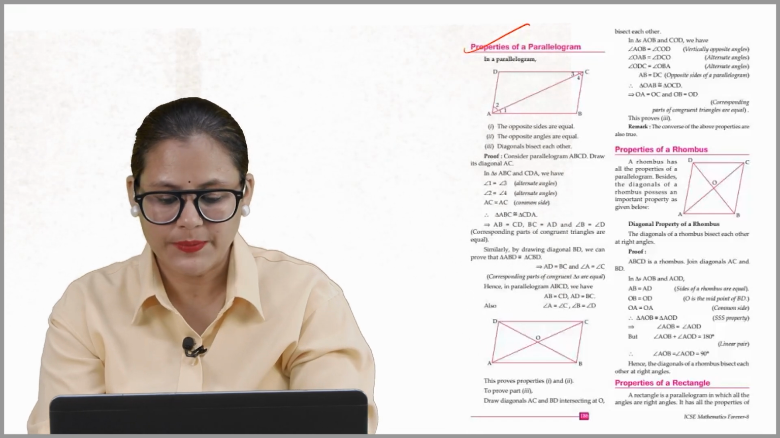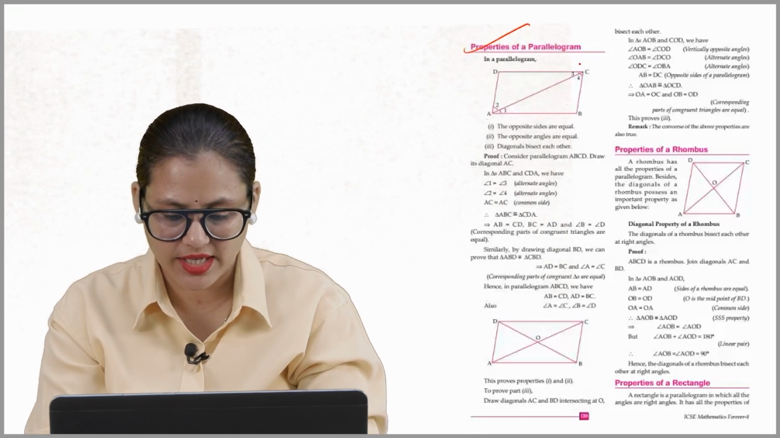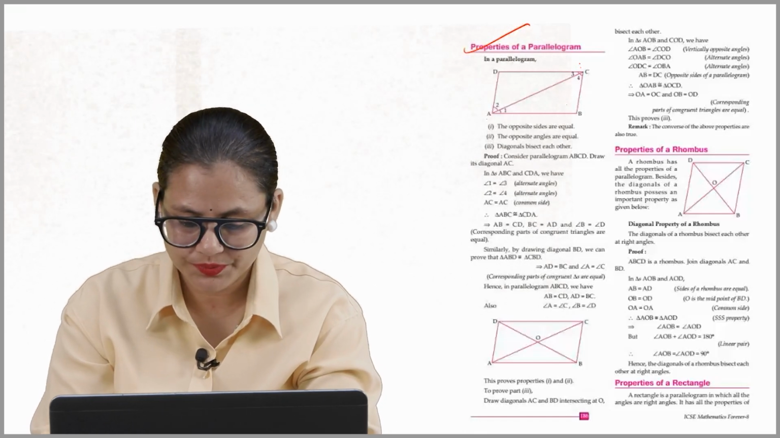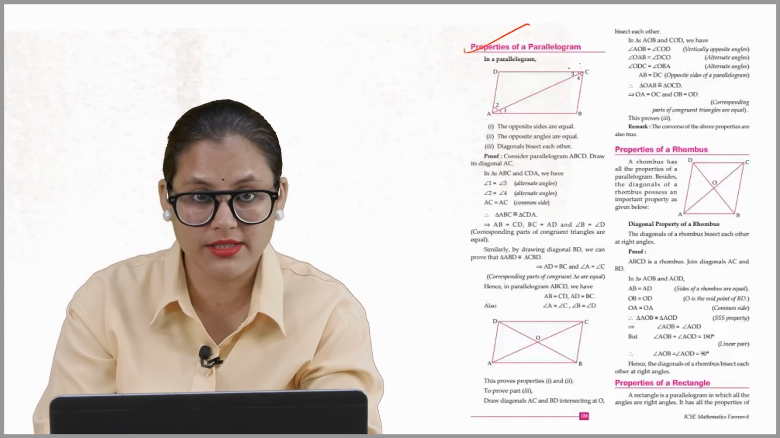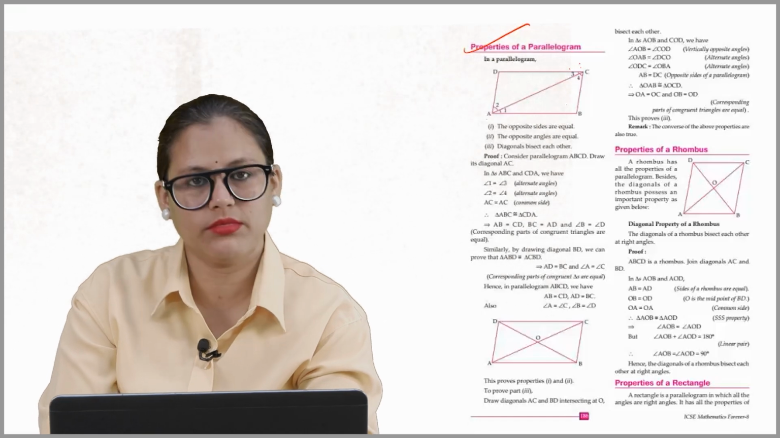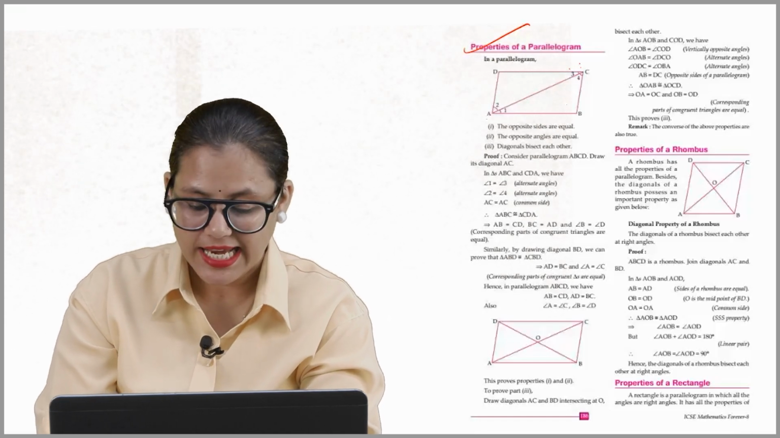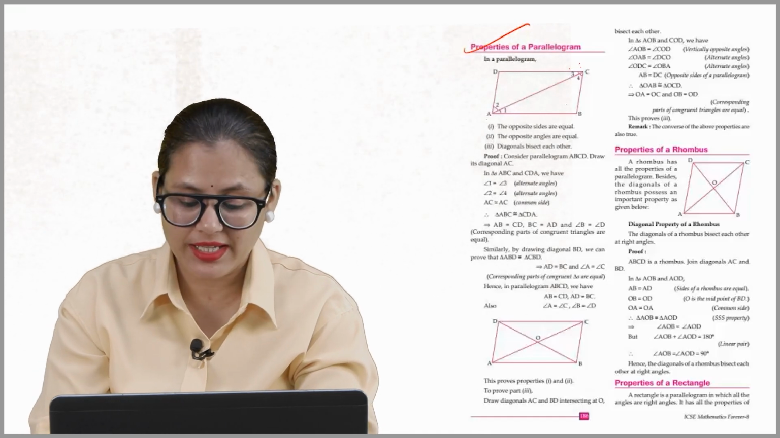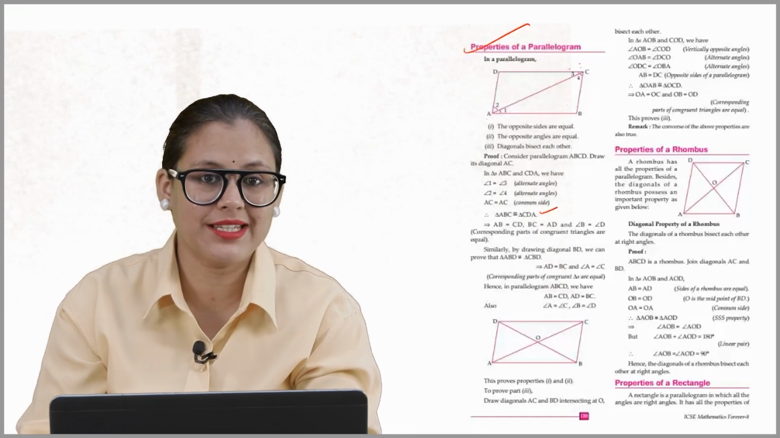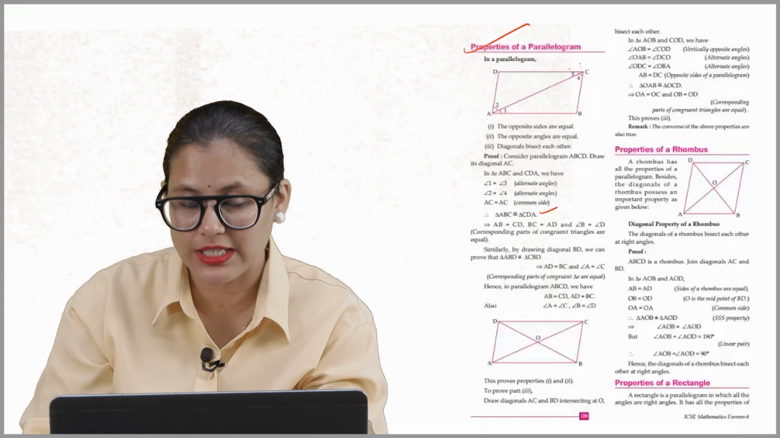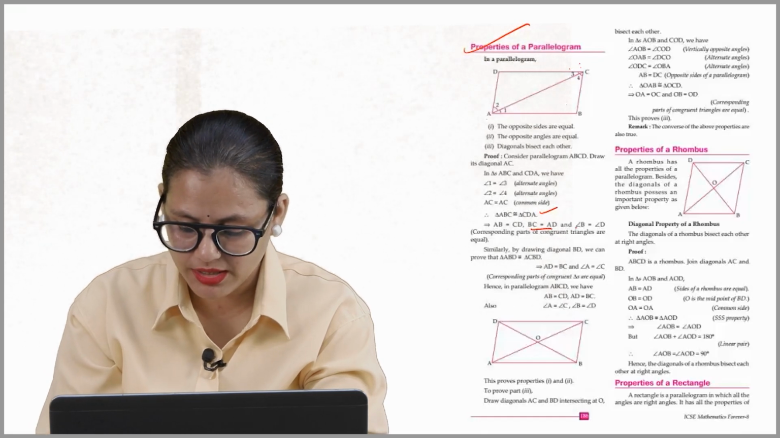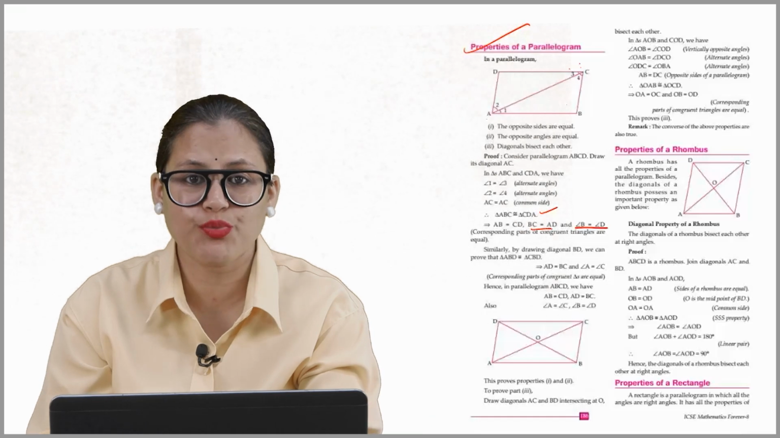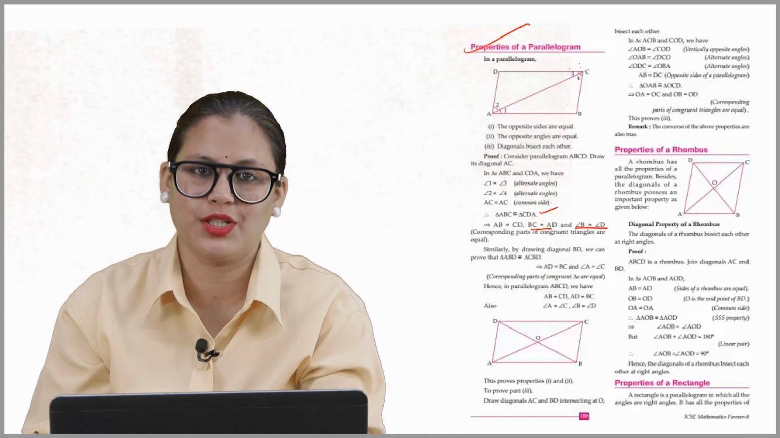So in triangle ABC and triangle CDA, we have angle 1 is equal to angle 3, alternate angles, and angle 2 is equal to angle 4, alternate angles, right? AC is equal to AC because this is common. So therefore, triangle ABC is congruent to triangle CDA. Therefore, AB is equal to CD, BC is equal to AD, and angle B is equal to angle D. Why? The reason is CPCT, that is, corresponding parts of congruent triangles are equal.